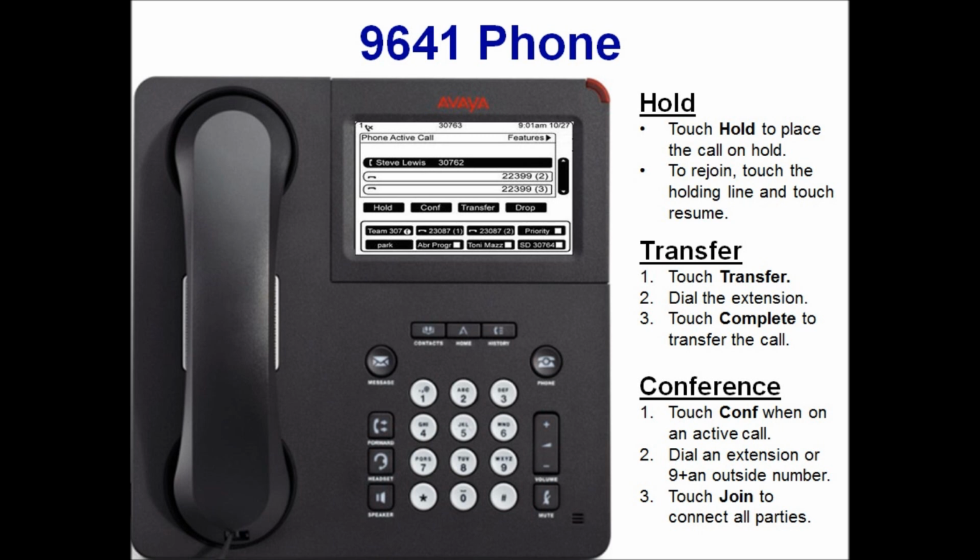To create a conference call of up to 6 parties, including yourself, touch Conference while you are on an active call. This automatically places the first party on hold and you will hear a dial tone. Dial the internal or external number of the party you wish to add, and once the party answers, touch Join to connect all the parties together. To add additional parties, touch Add, dial the next number, and touch Join to bring all the callers together.